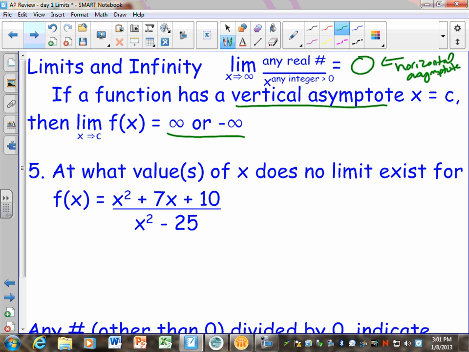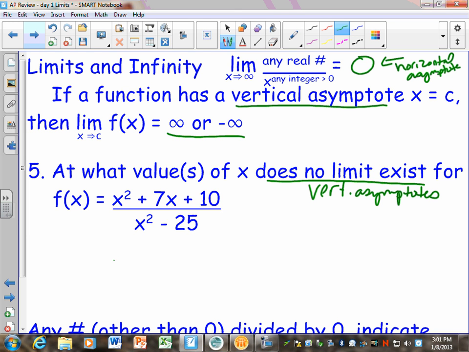Number 5 here says, at what values of x does no limit exist? That's another way of saying where would the limit be infinity or negative infinity, because remember those mean the same thing. Which means we want to think about where the vertical asymptotes would be. So that's asking us, where are the vertical asymptotes?